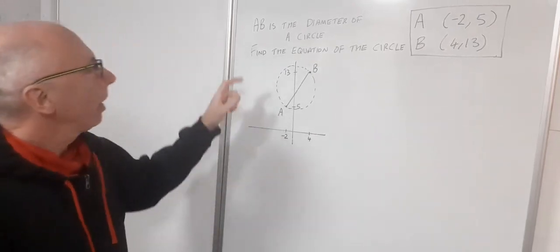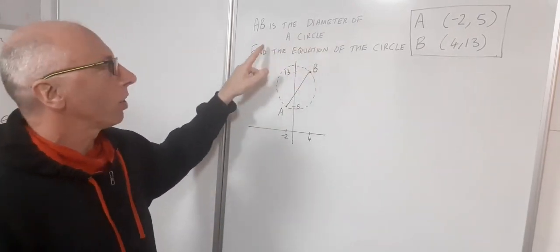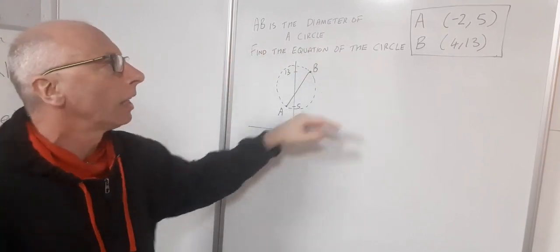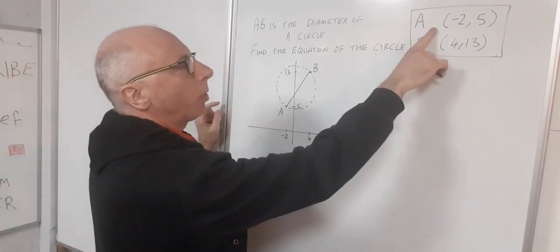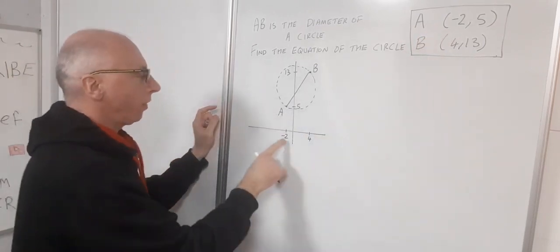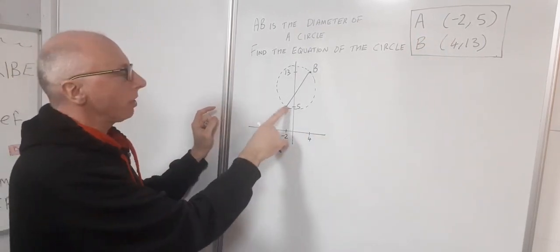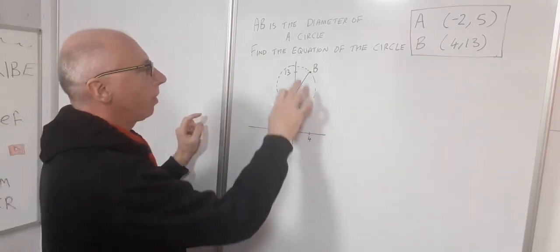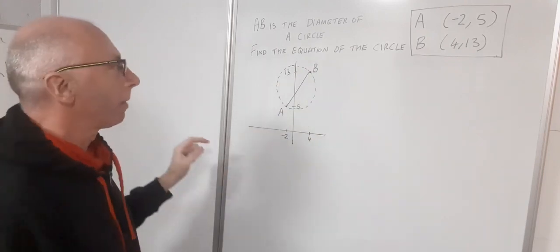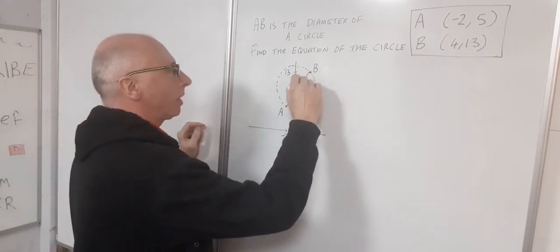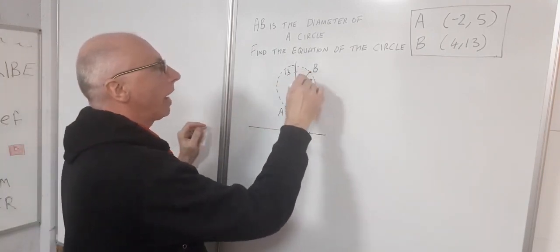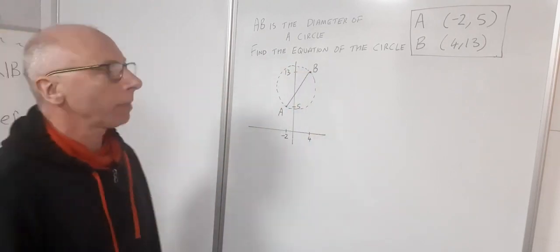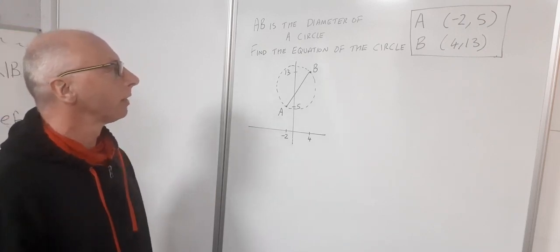So I've got a question here. AB is the diameter of a circle, and what we want to do is find the equation of that circle, and we are given that the coordinates of point A is -2, 5. So I've drawn them up on this diagram here, and point B is at 4, 13. There's my point B. So AB is my diameter, which goes across to here, and I'll put in a dotted line around the outside. That's a rough guesstimation of what my circle might look like.